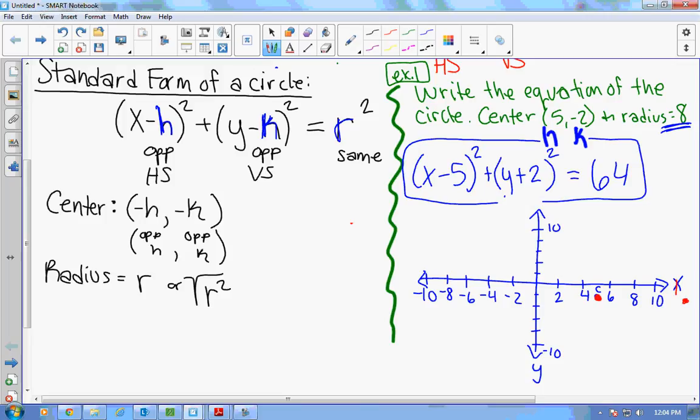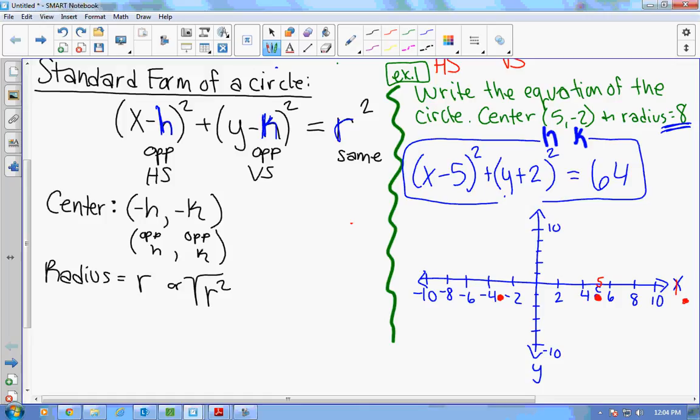Okay. Starting at 5, we need to go horizontally to the left 8. What is 5 minus 8? Negative 3. So we come horizontally and we put a point here at negative 3. Okay, we've done both the horizontals.